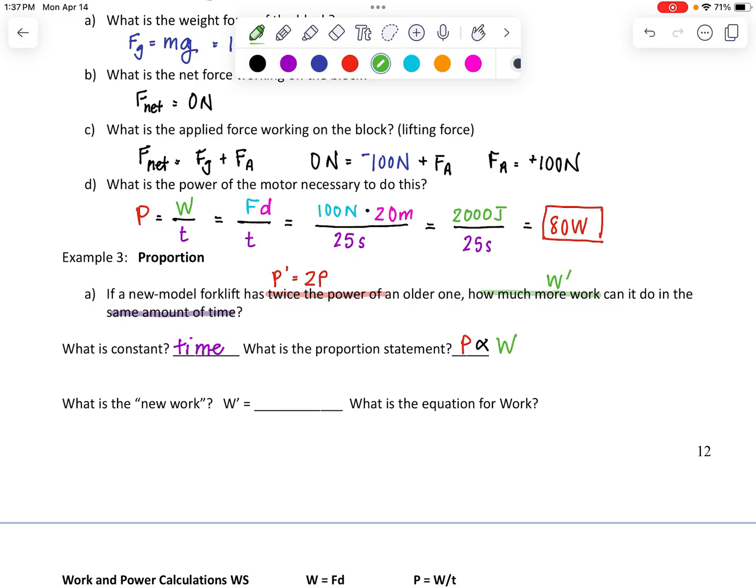Fantastic. What's the new work? Well, work prime, notice if P doubles here, that means my new work is double as well, 2W. What is the equation for work? I'm not exactly sure what it's asking, so I'm not going to answer it. I'm going to strike that out. All right, all done.